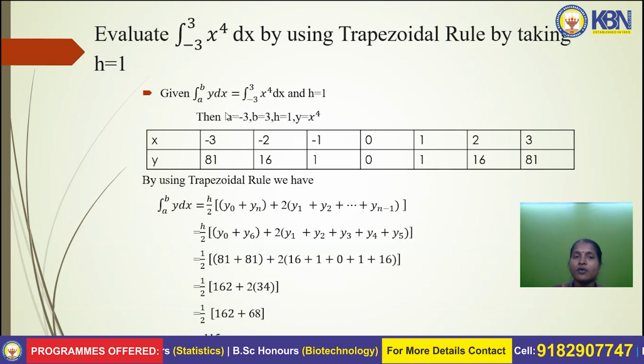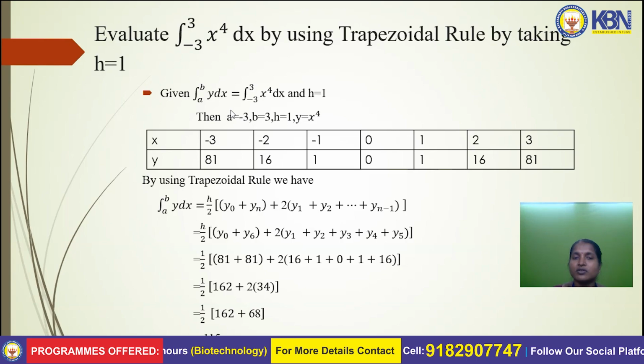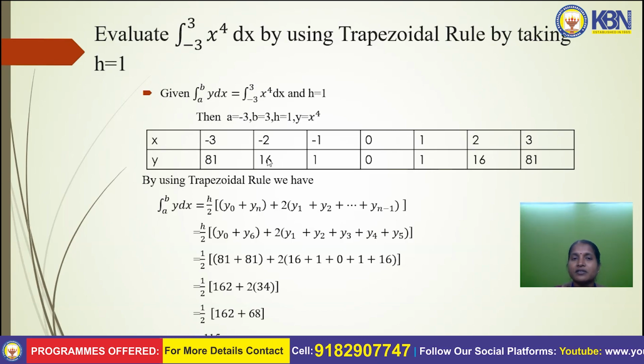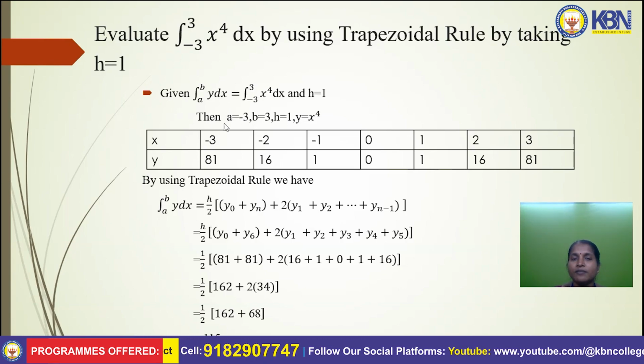Now you can compare. The lower limit is minus 3 and the upper limit is 3. That's why we write a is equal to minus 3, b is equal to 3, and h is equal to 1, and y is equal to x power 4.